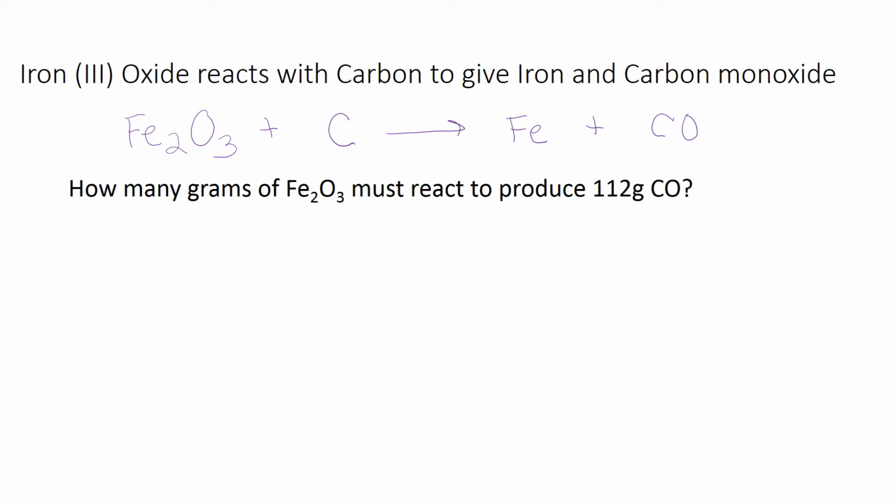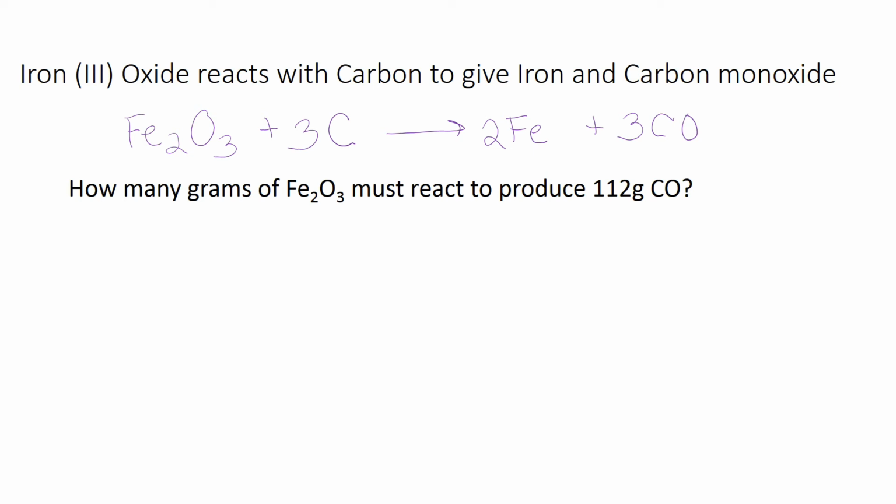So when I balance this, I have 2 irons here, so I'm going to put a 2 in the coefficient spot. And I have 3 oxygens on my reactant side, so I'm going to put a 3 in the coefficient spot. I now have 3 carbons as well, so I'll put a 3 in the coefficient spot with the carbon in the reactant side. Okay, so now we have a balanced equation.